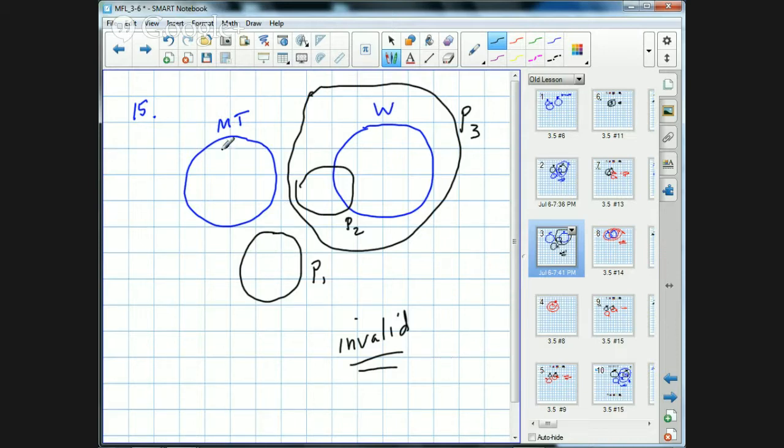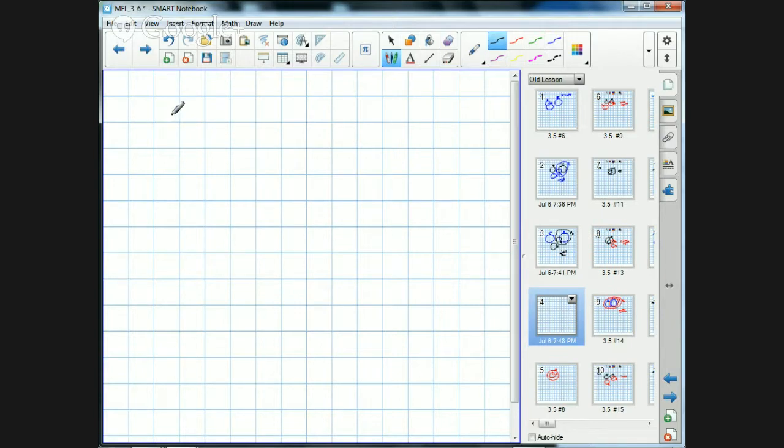Let's do number 16. I know I did this in class last time, but all hippies have long hair. Okay, so that means hippies, it's one circle, have to be surrounded by long hair. Yes, all hippies. So in other words, if you're a hippie, you've got long hair. Okay, that's the first premise.